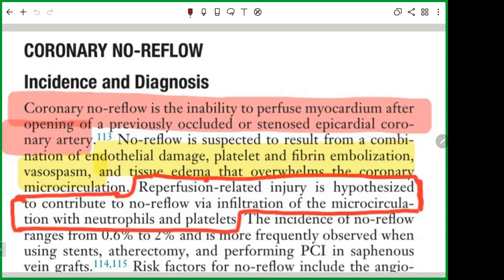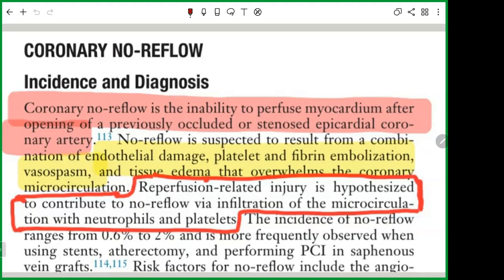Okay. So the no reflow is suspected to be because of a combination of endothelial damage, platelet and fibrin embolization, vasospasm, and tissue edema that overwhelms the coronary microcirculation. If the reperfusion related injury is hypothesized to contribute to no reflow, the microcirculation is obstructed by neutrophils or platelets, then the no reflow coronary phenomenon is one of the most important pathophysiologic things. That is why eptifibatide is used for platelets obstructing the microcirculation. Okay, these are the things like vasodilators. These are the things why they were used.